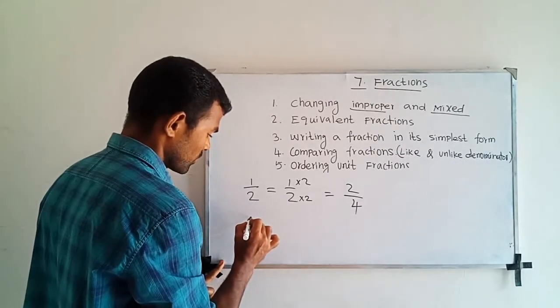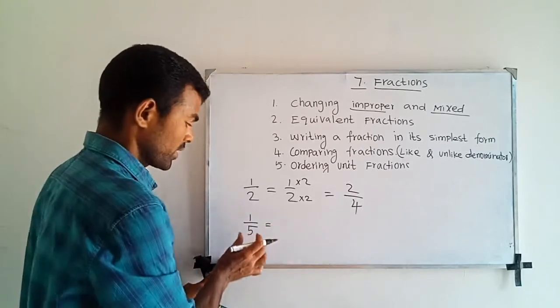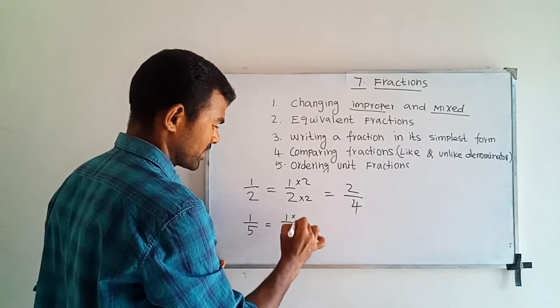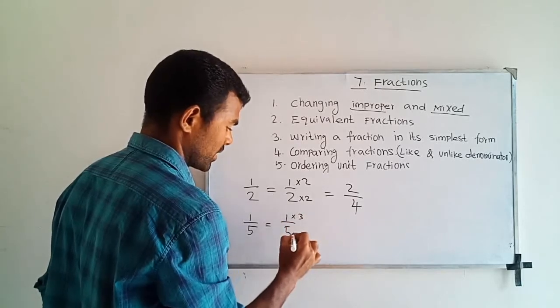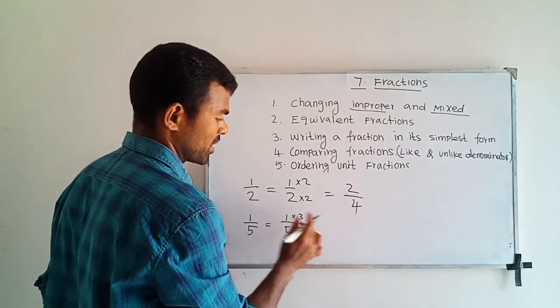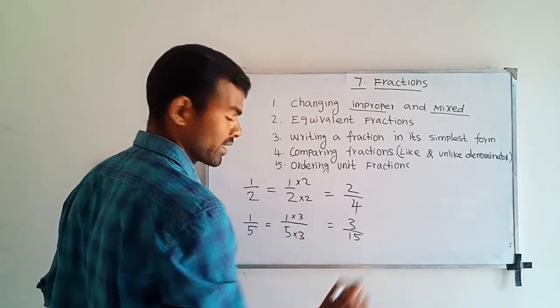See that 1 by 5. Yes? So take this number 1 by 5. Multiply with any number. Multiply with 3. How much are you getting? See, 1 multiplied by 3, 3, and 5 multiplied by 3, 15. Yes.